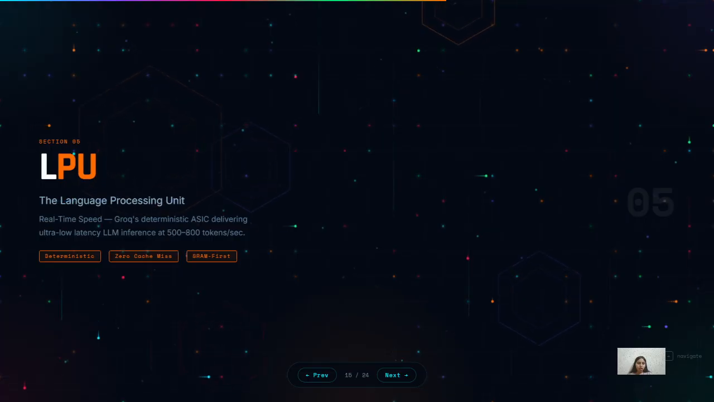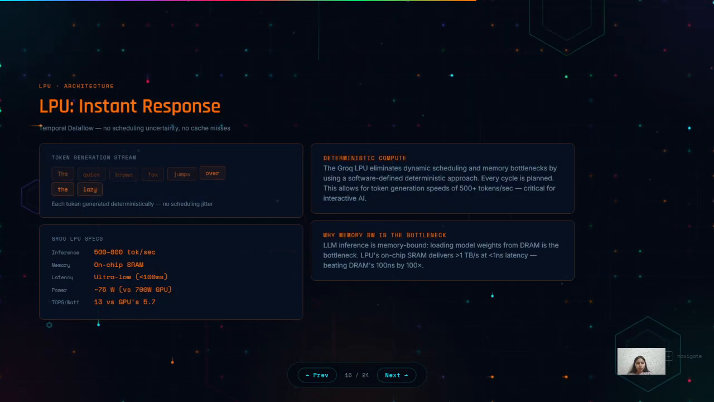Now, let's talk about LPU instant response. LPUs are designed specifically for large language models. Unlike GPUs, which optimize AI workloads, LPUs focus almost entirely on inference latency. They use deterministic execution and an SRAM-first architecture to reduce memory delays. This allows systems like Groq LPU to generate tokens extremely quickly.